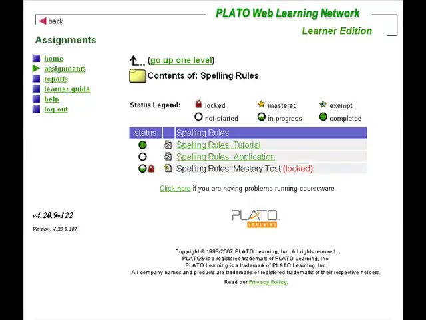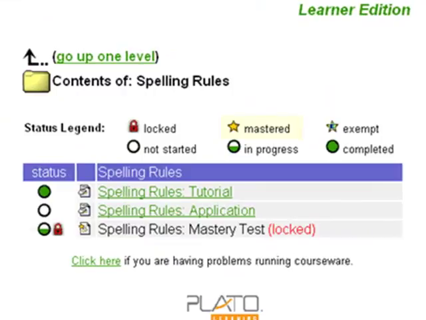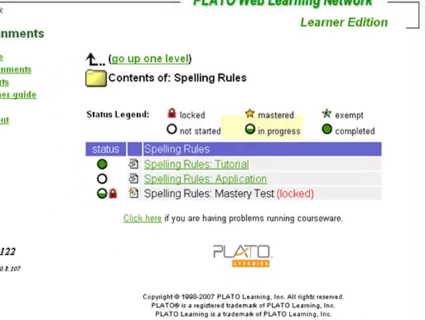In order to master a module, you must pass the mastery test for that module. A passing score for a mastery test is 80%. This means you must receive 80% or higher on a mastery test to master that module. Once you do this, a star will appear next to that module, indicating you have mastered that module.